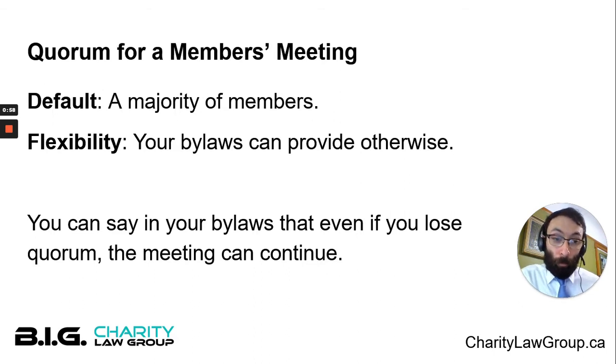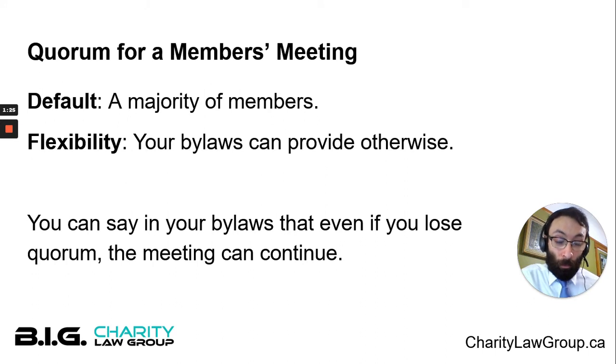So first and foremost, in order for any official voting to happen at the meeting, you first need there to be a quorum. A quorum is the minimum number of members you need at the meeting for official business to happen. So what's the minimum number? The default rule, if your bylaws don't say anything, is that a majority of your members, 50% plus one of your members, have to be at the members' meeting.